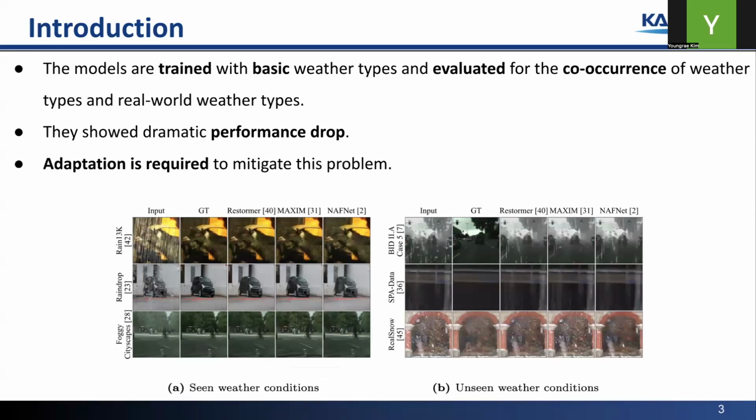The models shown in the figures below are all generic image restoration models, designed to be applicable to any degradation pattern. We trained these models on basic datasets, such as rain, fog, and raindrops, and then measured their performance in situations where these weather conditions occur simultaneously. As expected, the models exhibited significant performance degradation, indicating that new weather conditions can indeed lead to a decline in the performance of image restoration models. Therefore, it can be concluded that adaptation of the model is necessary to prevent such issues.